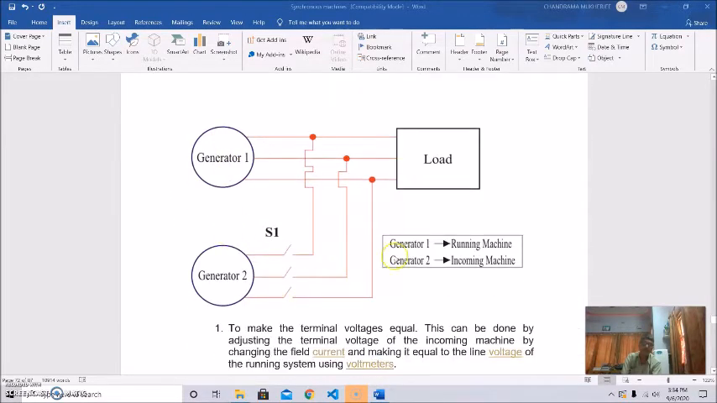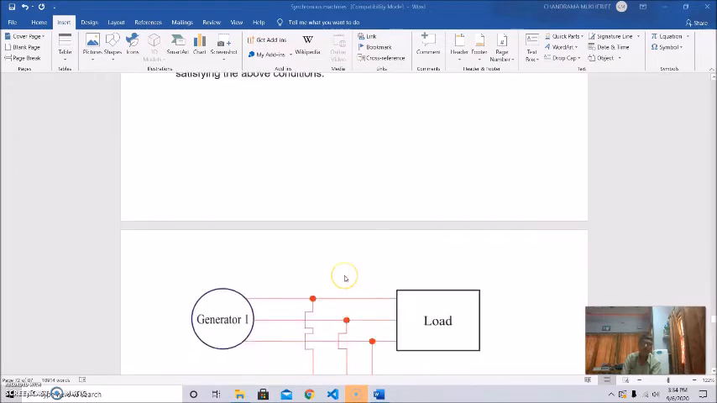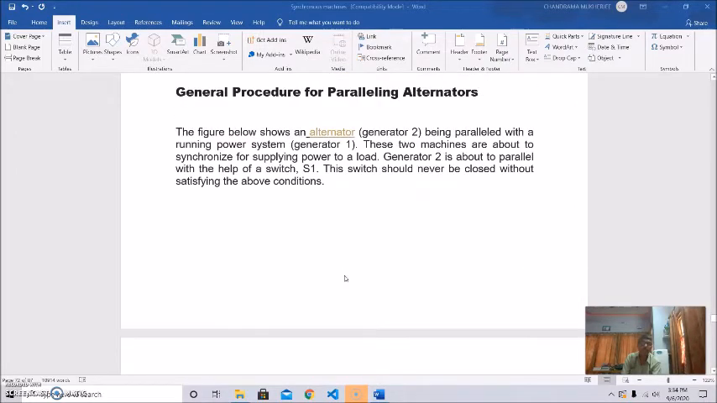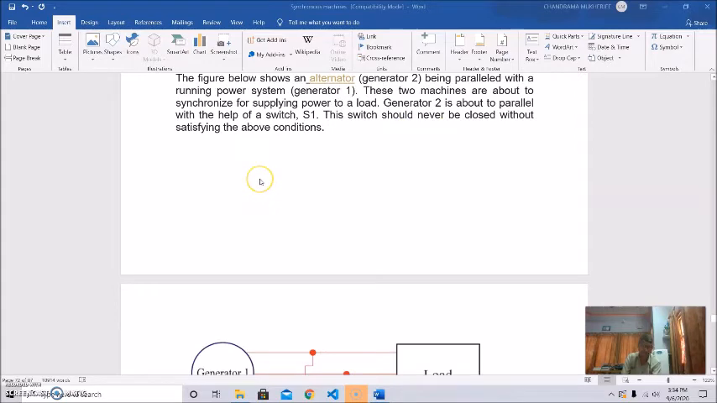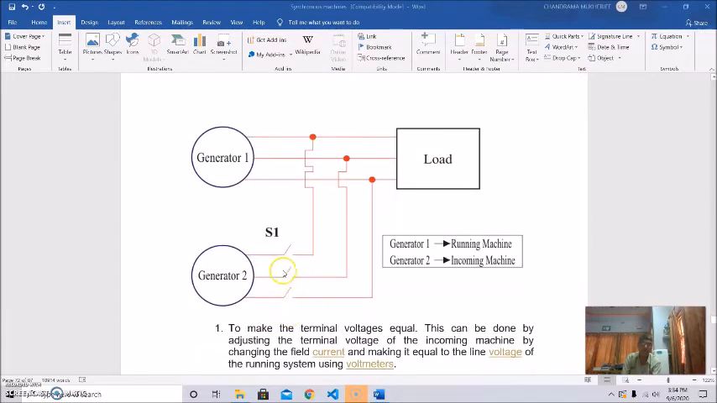This is generator 1, the running machine, and generator 2, the incoming machine. Okay, so this is the procedure. Basically, generator 2 is being paralleled with the running power system of generator 1, and these two machines are about to synchronize for supplying power to a load. Generator 2 is about to be connected with the help of a switch S1, and this switch should never be closed without satisfying the above conditions.